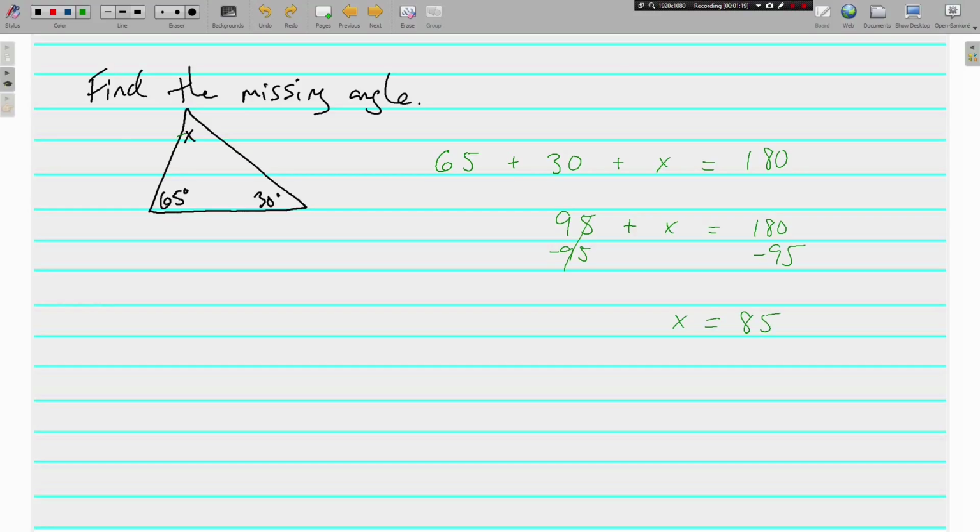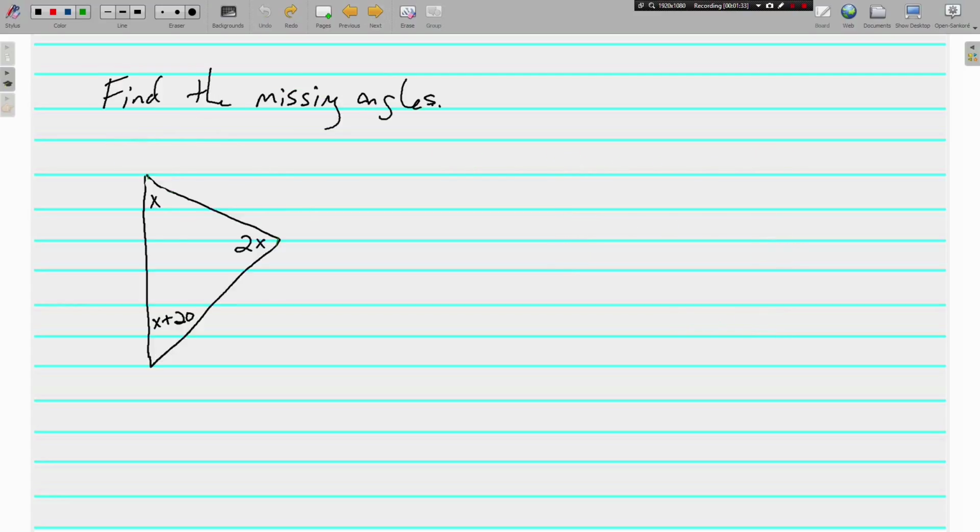So our missing angle is 85 degrees. Triangle sum theorem: the sum of all three angles in any triangle equal 180 degrees. Here's another one. It's a little more algebraic. It's got a few more terms with variables in them. No big deal.